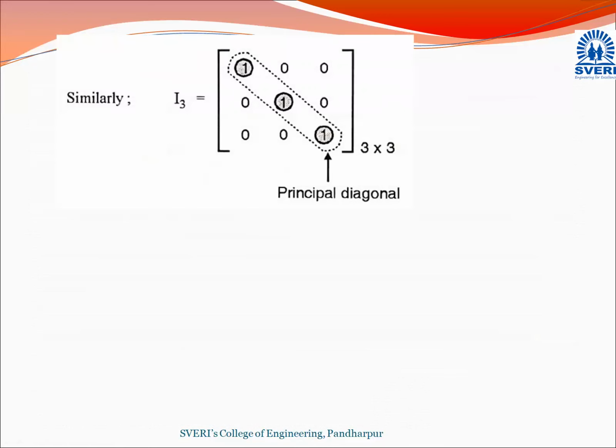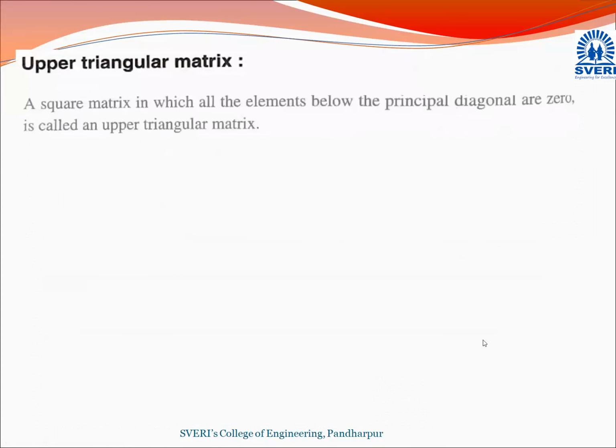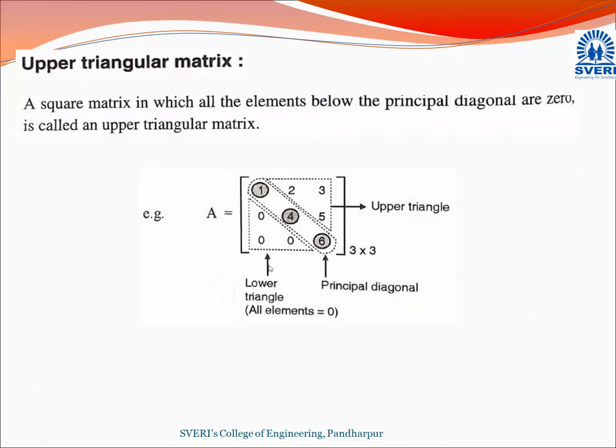It is a 3 by 3 matrix. It is an identity matrix. Scalar matrix and identity matrix. This is a 4 by 4 matrix. Then the upper triangular matrix, going for the next.